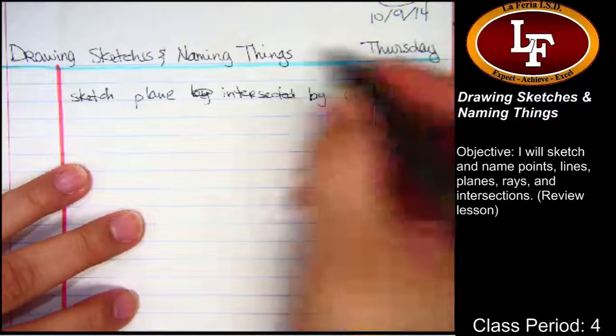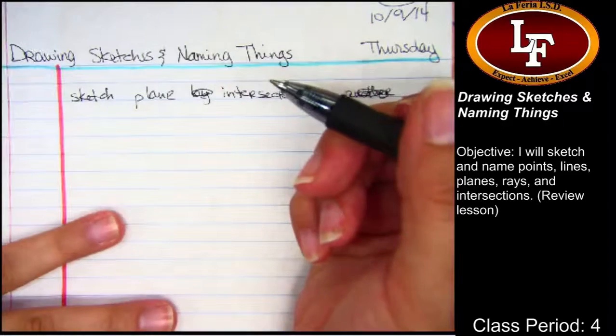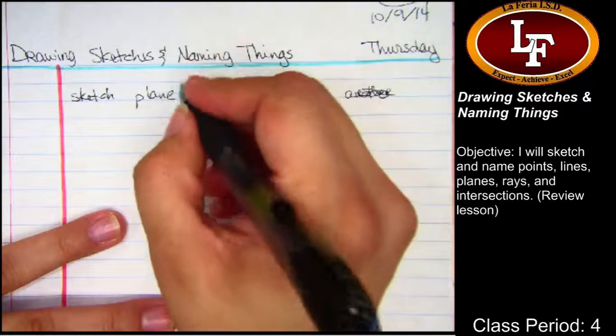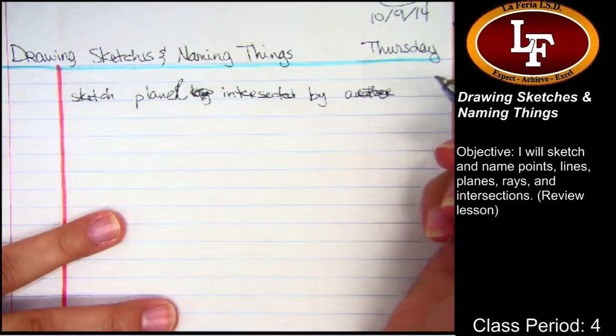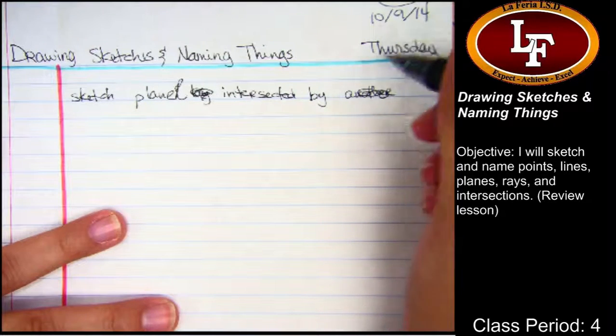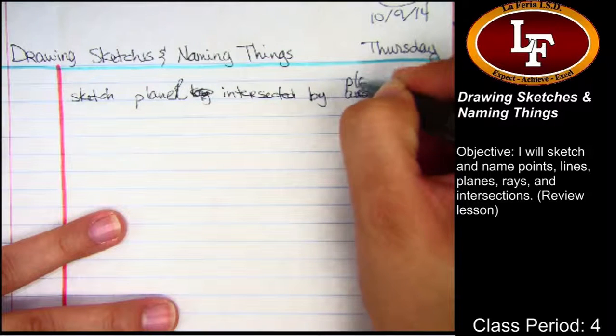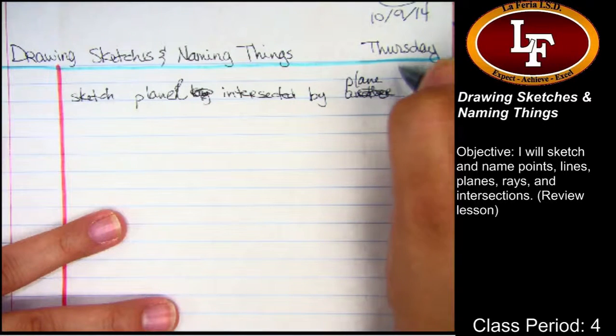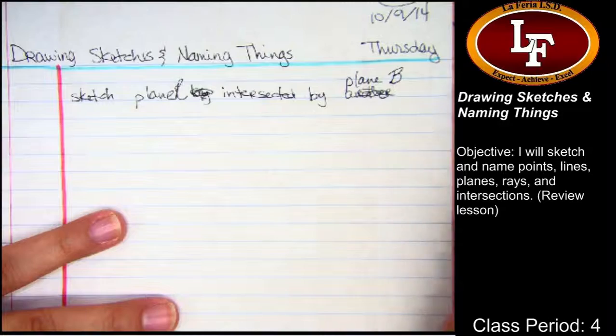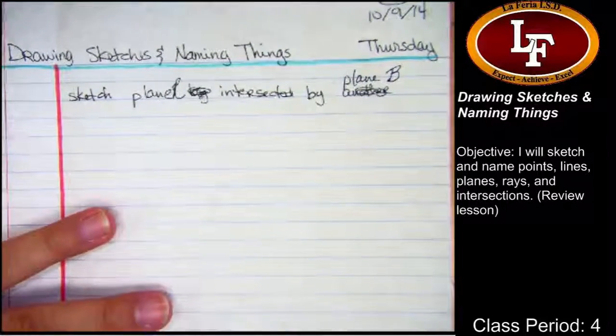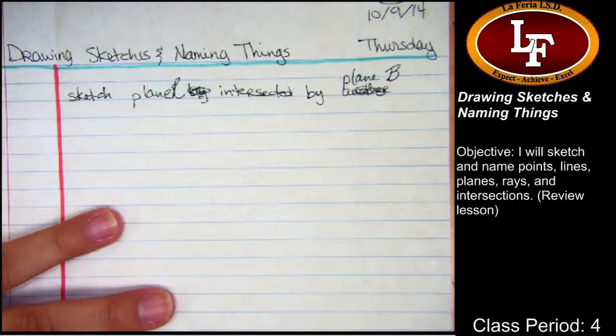Okay, let's name them. Sketch plane R, funky looking R, intersected by plane B. All right, that's what our task is. Oh, I don't have any notes on this one yet. I'm doing the notes live.